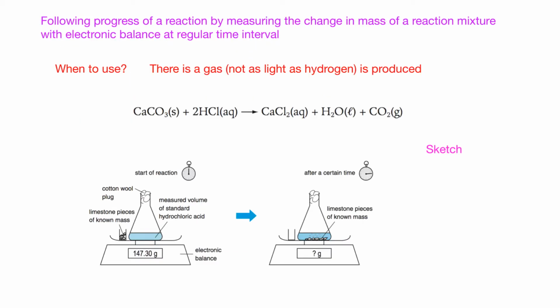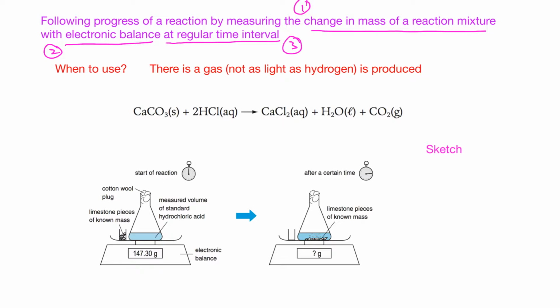So for following the progress of the reactions, we have to measure the change in mass of the reaction mixture with an electronic balance, because we need to measure the mass at regular time intervals. So not only at the beginning and at the end, but in the process, we have to know how fast the mass has been leaving from the system. So we're going to use this setup to help.